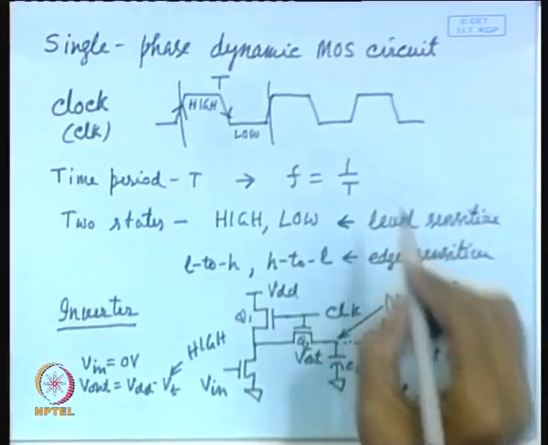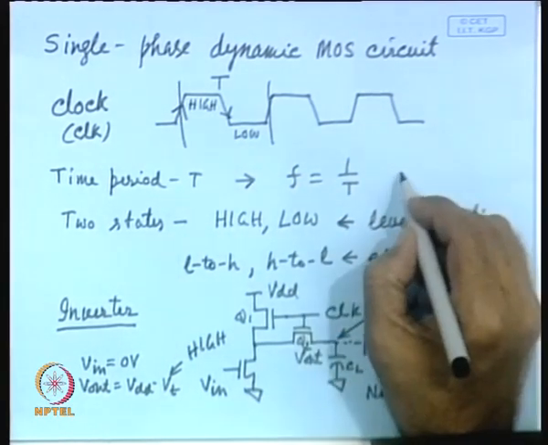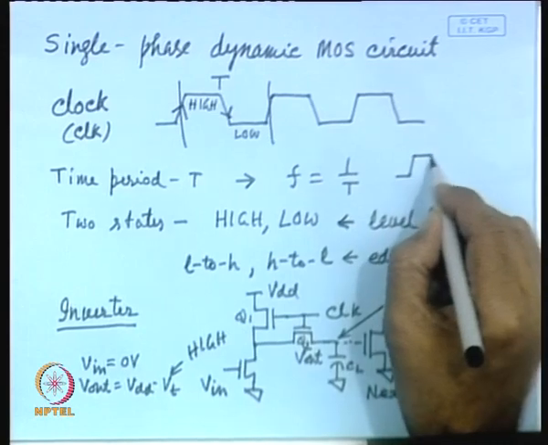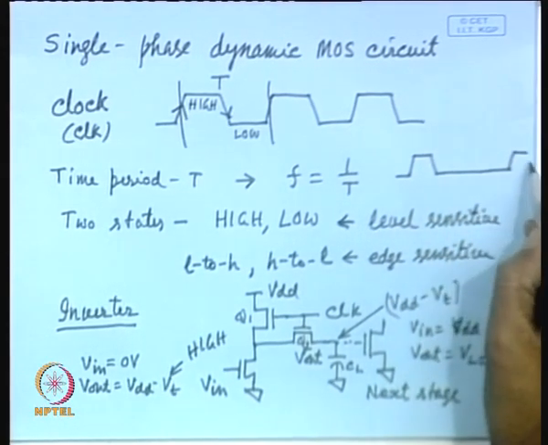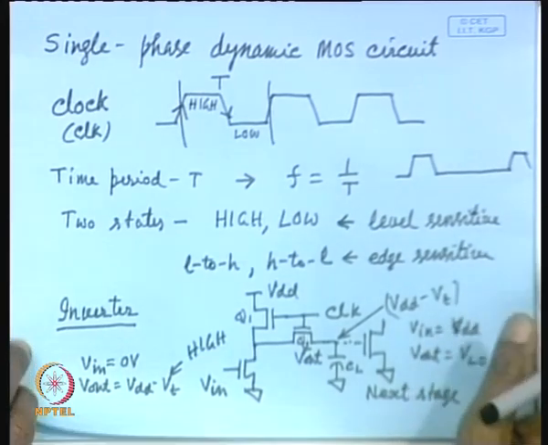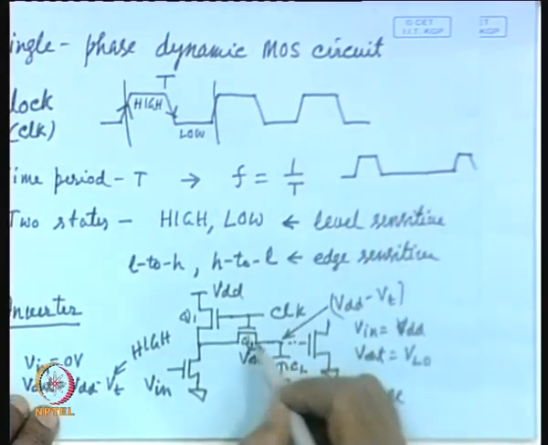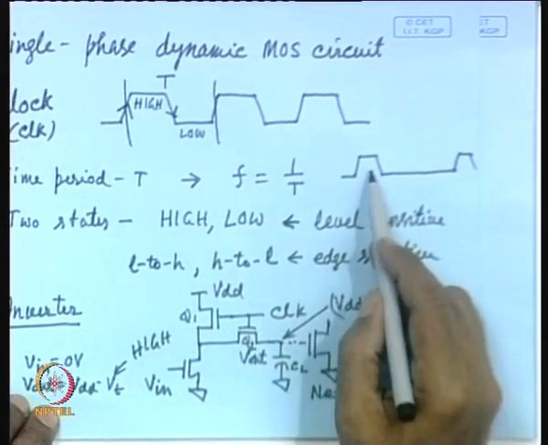Now, what is the gain that we have achieved in this case? The gain is that you can make this period, that means the high level, very small. I mean, this high level can be small and the low level longer. By that, what will you achieve? You will achieve that power dissipation can occur only when this clock is high.